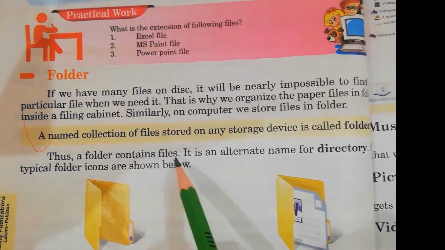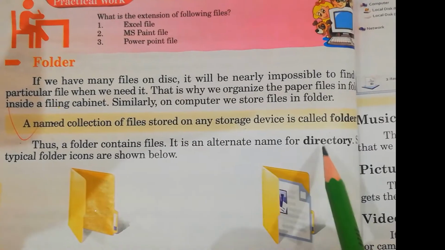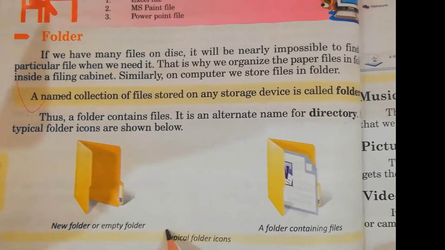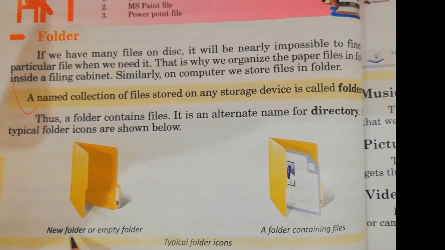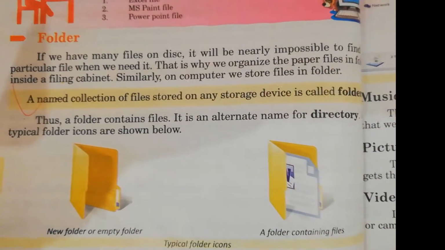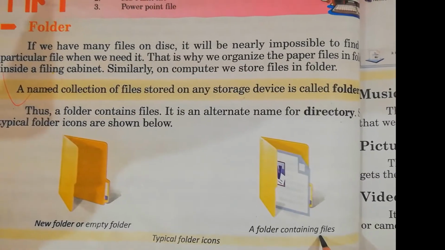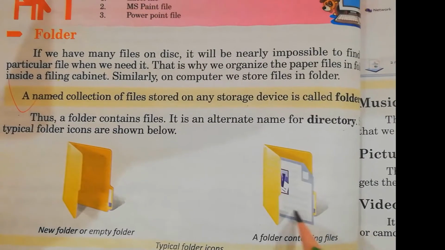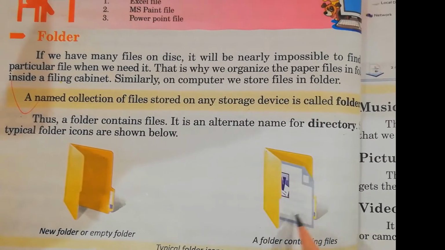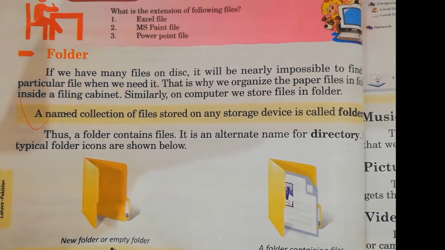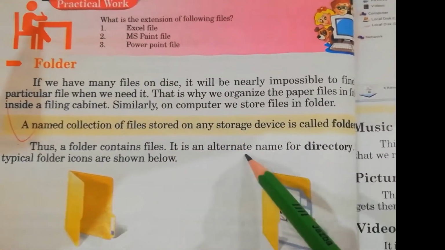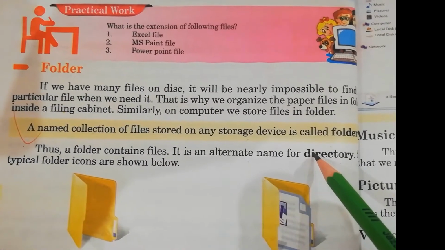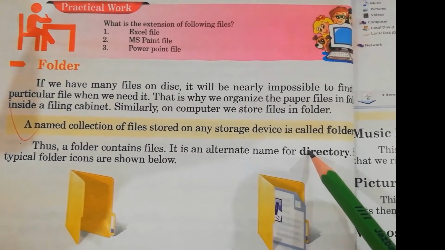Thus, a folder contains files. It is an alternate name for directory. Some typical folder icons are shown below. As you can see here, a new folder or empty folder, and a folder containing files. When a folder is containing files, it shows an icon of the required documents or extension files, and here is the empty folder. A folder, also called a directory, is a special space used to store files and other files and shortcuts on a computer.